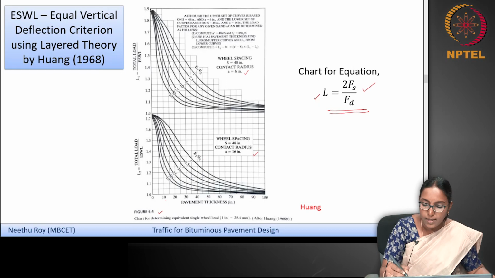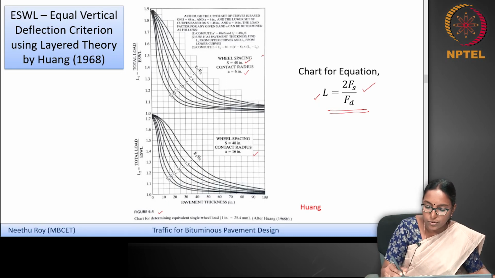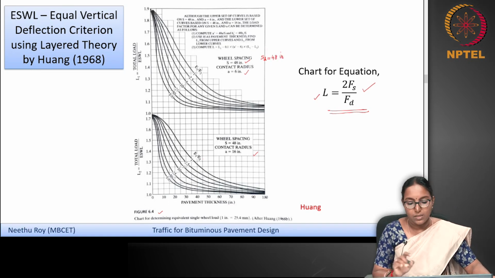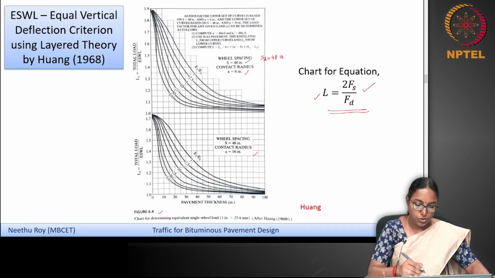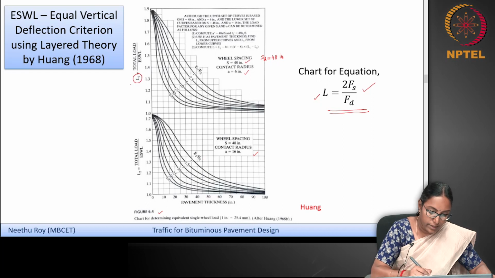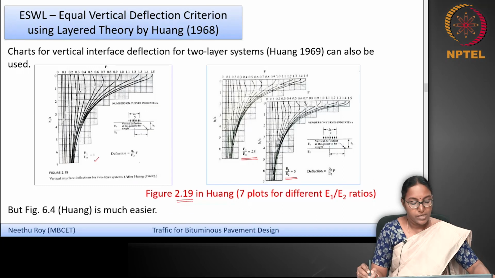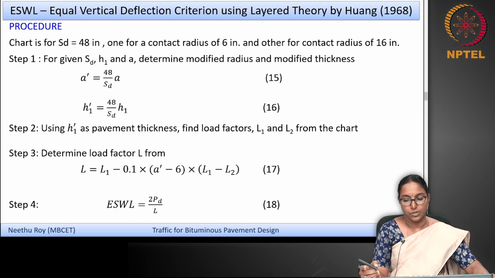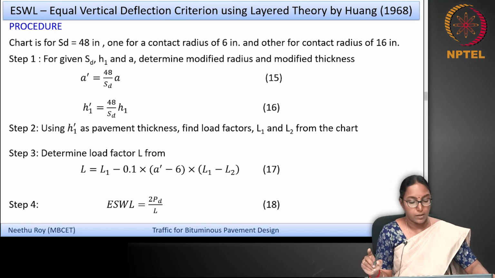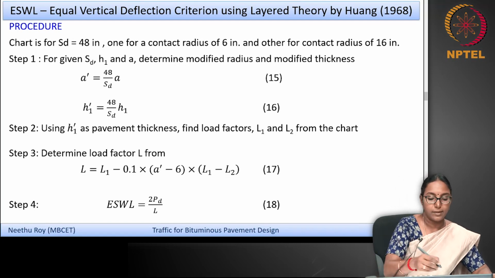As you can see here, this is for SD. So here it is noted as S. So SD is for 48 inch. The dual wheel spacing of 48 inch, this chart is developed for that. And also for the contact radius of A is equal to 6 inch or A is equal to 16 inch. So accordingly they are denoted as L1 and L2, the two load factors. But suppose in the question you have a contact radius which is different from 6 inch or 16 inch, or you have a spacing of other than 48 inch.